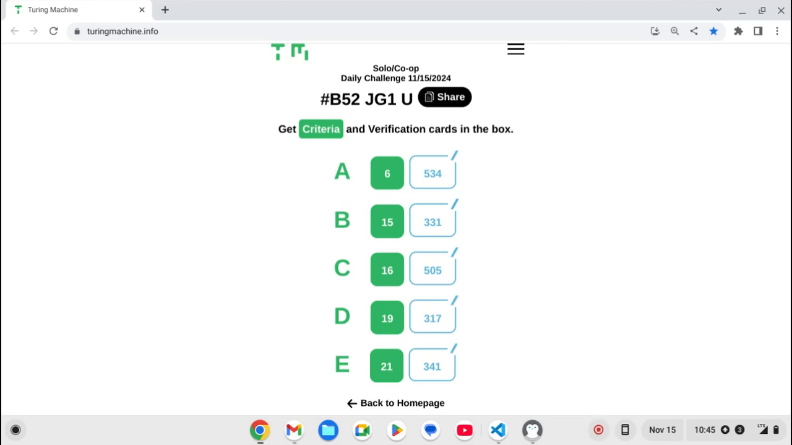Let's begin. Today's November 15th, 2024, and we're solving the Daily Turing Machine Puzzle. Today's puzzle uses the following 5 criteria cards: criteria card 6, 15, 16, 19, and 21. And the puzzle uses the blue verification cards. The code above is your way to get more information on today's puzzle by searching the code on turingmachine.info. Let's go solve.